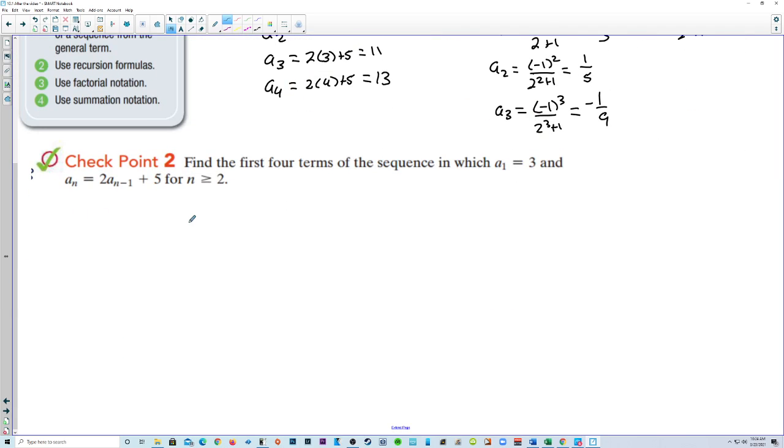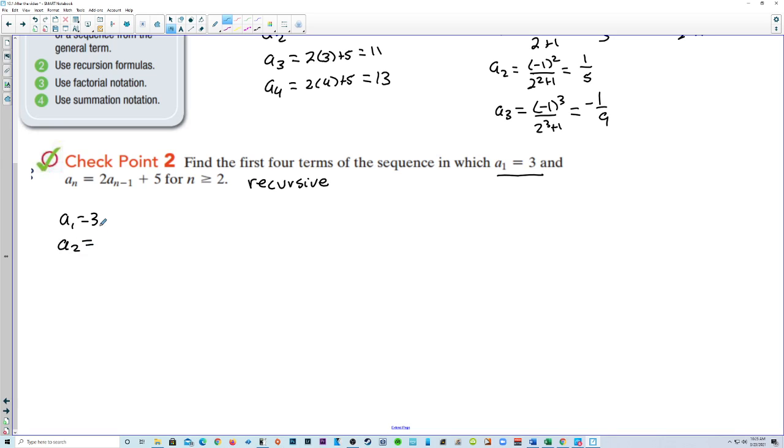Find the first 4 terms of the sequence in which a sub 1 is 3, and a sub n is the previous term times 2 plus 5 for n greater than or equal to 2. This is called the recursive formula. Because it takes previous terms, you have to know previous terms to get the one you want. Well, we know a sub 1 is 3.